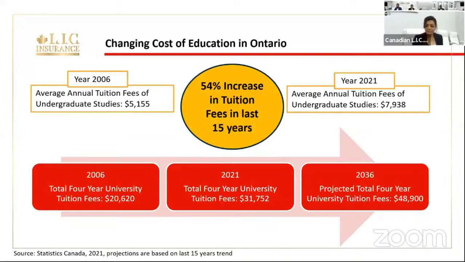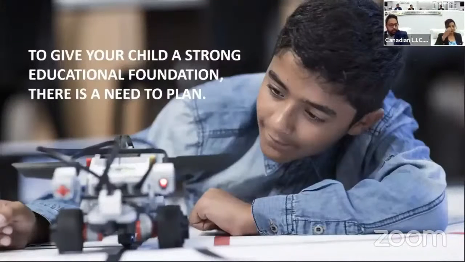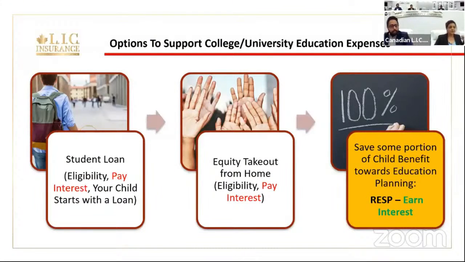That's why they say that inflation is the biggest enemy when it comes to the power and the value of money. So this lays a good foundation, Harpreet, that there is certainly a lot of increase in the past 15 years, and we are expecting a good increase in the next 15 years as well. So what are the options available for parents to plan for their kids' education?